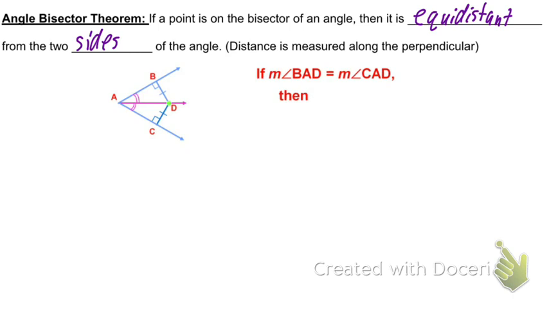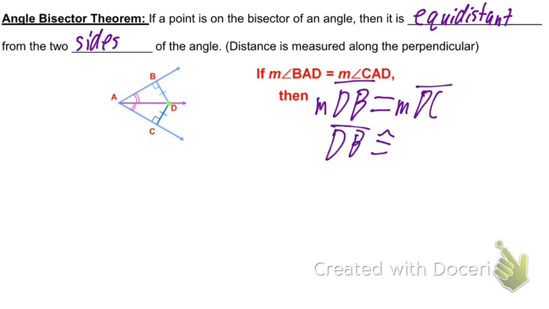Now, distance is going to be measured along the perpendicular. I'll talk about what that means. So, we're saying if a point's on the bisector of an angle, if point D is on the bisector of this angle, which we see it is, these angles are congruent. If the measure of angle BAD, or really it should be DAB, is equal to the measure of angle CAD, then the measure of side DB is going to be equal to the measure of side DC. And if you wanted to, you could also just say segment DB is congruent to segment DC. Either way, you're saying the same thing. You're saying, hey, it's equidistant.